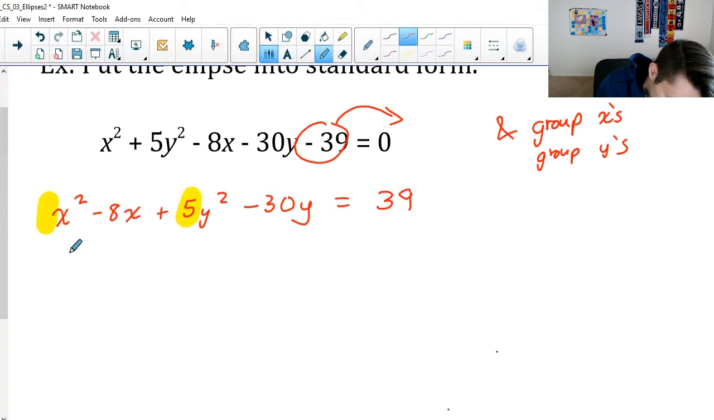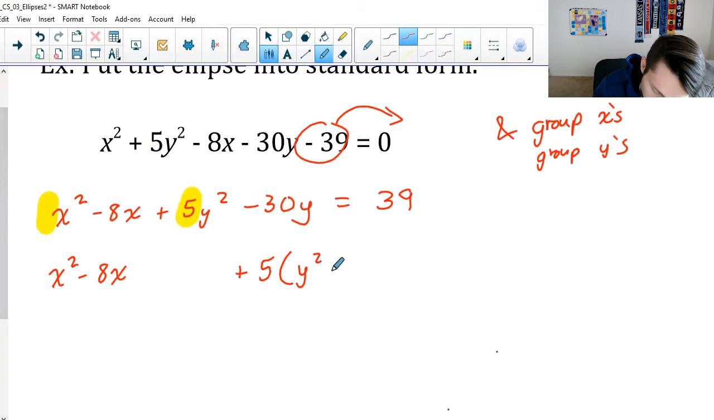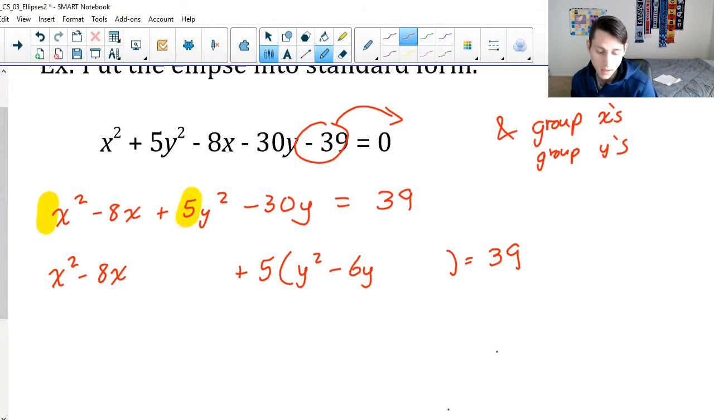All right, so here's what I'm going to do. I'm going to leave my x squared stuff the same. Plus 5, but I'm going to factor that out. So y squared minus 6y equals 39. So I just factored out the 5 from the 5y squared and then minus 30y. Now we can complete the square.